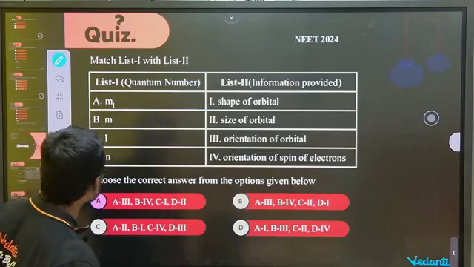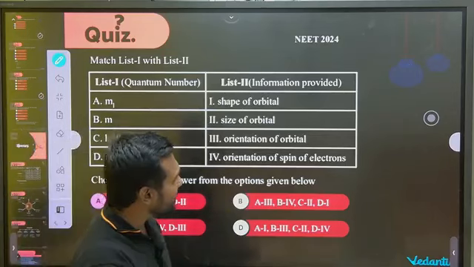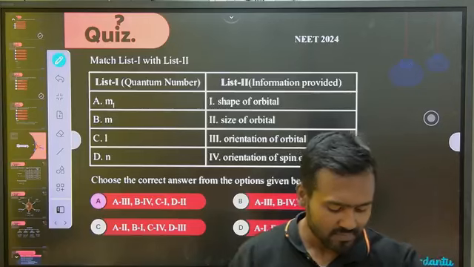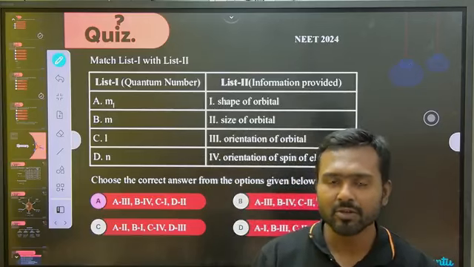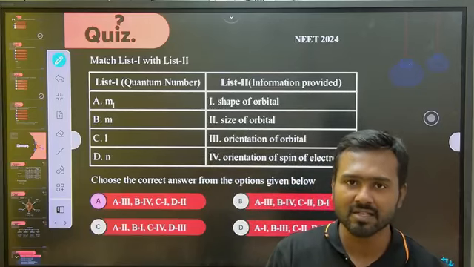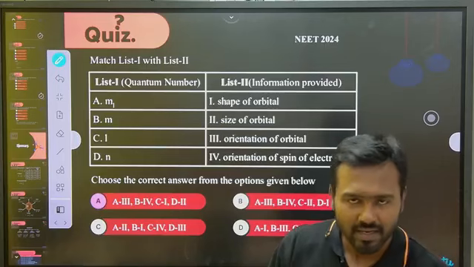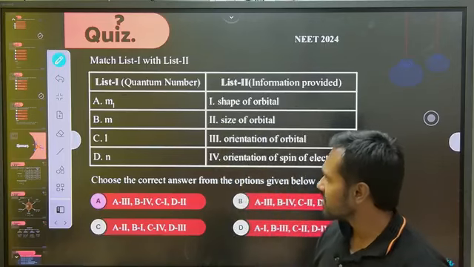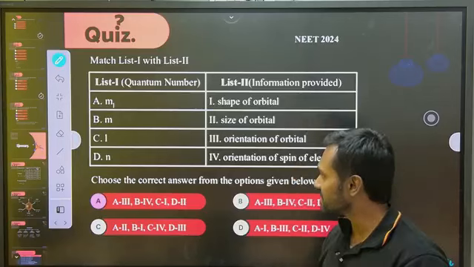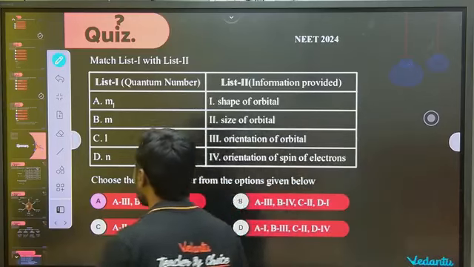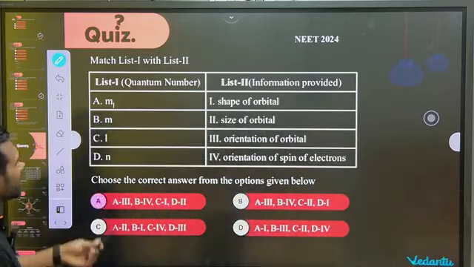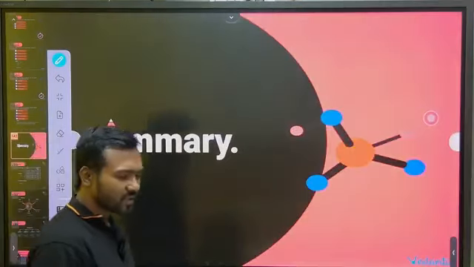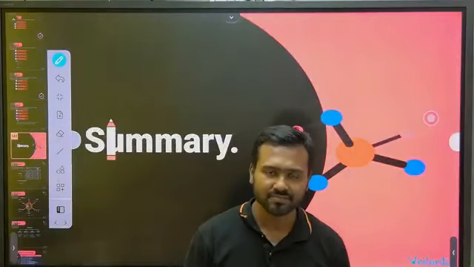Fine, ma'am. So we'll stop here. Practice more questions on these topics. We'll continue in tomorrow's class, where we will discuss periodic classification and periodic properties. It's a small and very easy topic. So practice more questions. This is a 2024 question, that is a simple one, right? So we'll stop here and continue in tomorrow's class. Thank you.